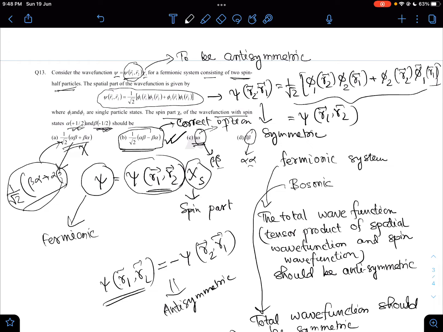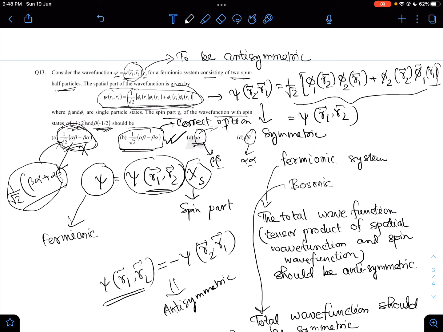So in the problem, this is for a fermionic system. Now if we have the same problem for a bosonic system, then for a bosonic system we know the total wave function should be symmetric. So if the spatial part is symmetric, our spin part should also be symmetric. If we are given the spatial part to be antisymmetric, then our spin part will be symmetric for a fermionic system and the spin part will be antisymmetric for a bosonic system.